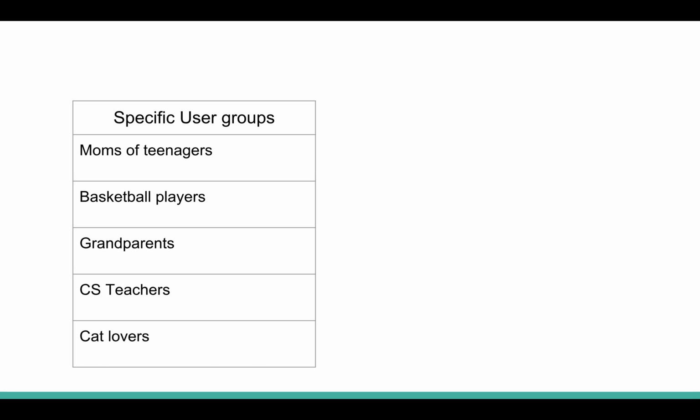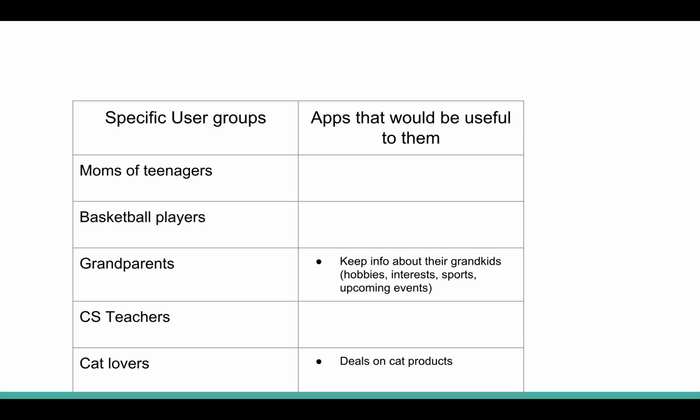Now for the second column of this table, you're going to write down or create or imagine an app that would be useful to them. So again, 5 different apps. I only wrote down a couple so you get an idea. But what if there was an app for grandparents where they could keep information about their grandkids? Like you can click on a grandkid's face and it would show you their hobbies, their interests, some of the upcoming events that they have.